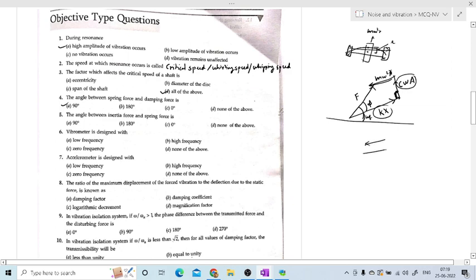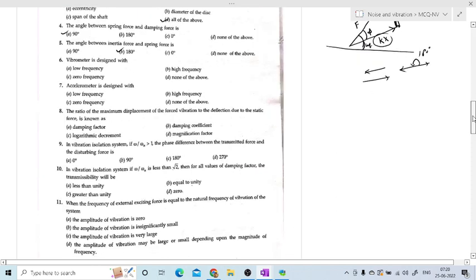Both the forces are parallel and unlike, meaning directions are opposite. If you take the angle between these two, if I plot them on the same line, then the angle between the two will be 180 degrees. So the angle between inertia force and spring force is 180 degrees. Okay, so the answer is B. For these two questions you will require this graph, which is plotted from the differential equation for forced vibration.